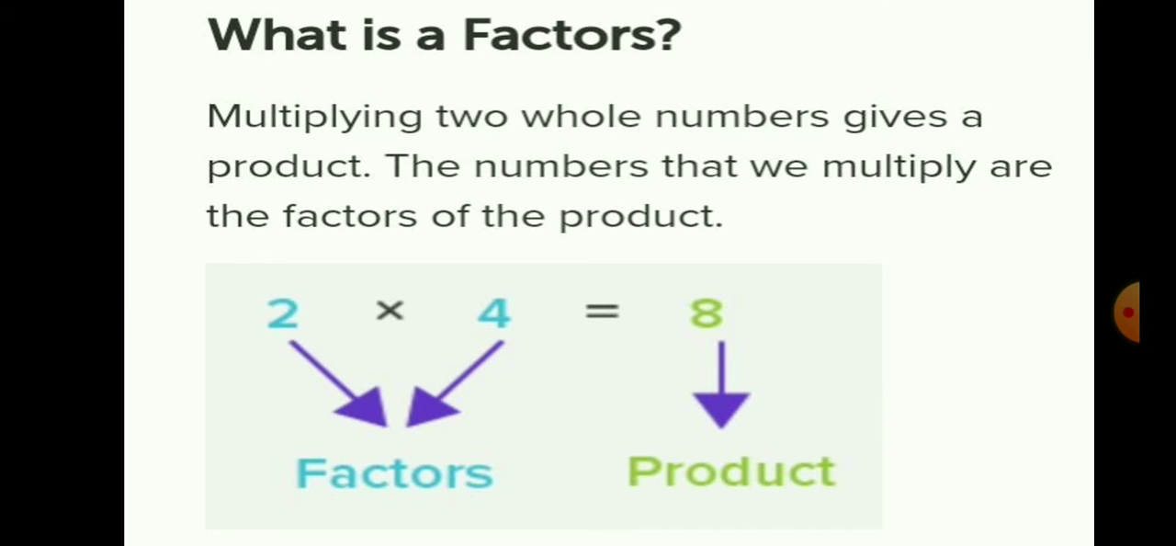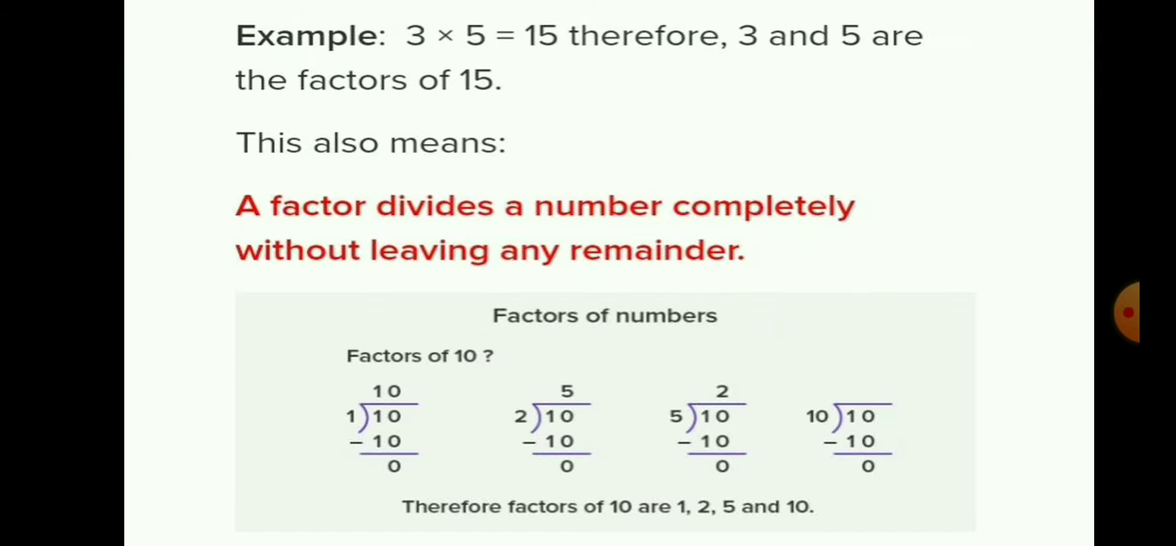So now, what is a factor? You know the basics very well. Multiplying two whole numbers gives the product. So if you are taking any two whole numbers, they are called factors and the result is called the product. The numbers that we multiply are the factors of the product. Here is one more example for you: 3 into 5. Here 3 and 5 are factors and the result 15 is called the product. You know this very well from doing multiplication itself.